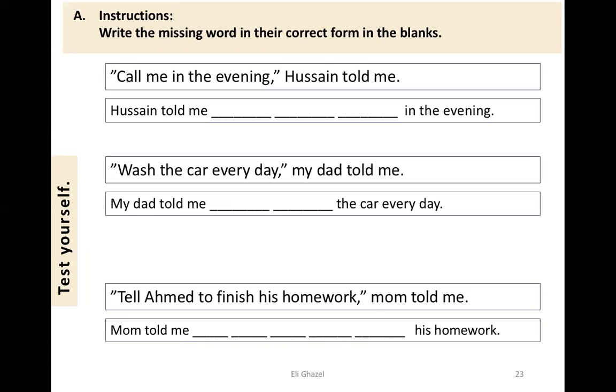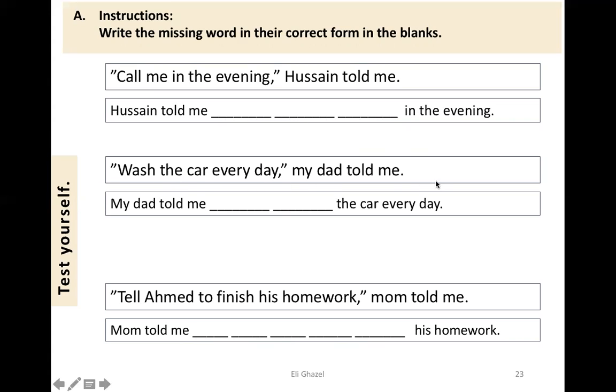The first level is a structure within the sentence. So write the missing word in their correct form in the blanks. Call me in the evening, Hussein told me. So this is a level that shows us if they can understand the sentence and put the missing part as a correct structure based on what they have learned. Then the next task for testing yourself would be even on a higher level. So let's have a look at this. Call me in the evening, Hussein told me. Hussein told me, blank, blank, blank in the evening.